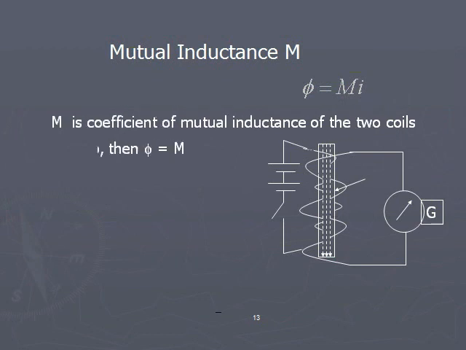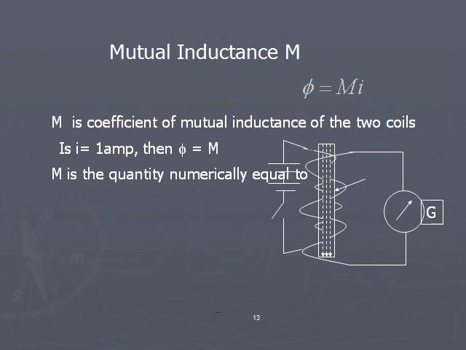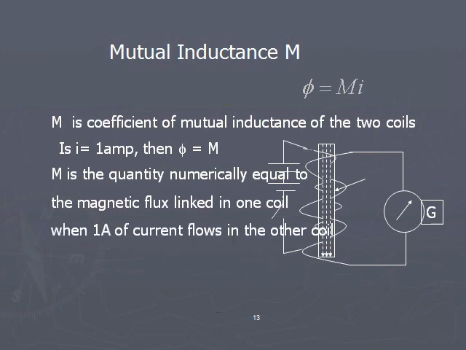So, phi is equal to Mi. We have derived this relation. The flux is proportional to the current, and phi is equal to Mi. Using this relation, we can define mutual inductance, the coefficient of mutual inductance. When i is equal to 1 ampere, then phi is equal to M. So we can define M, the coefficient of mutual inductance, as the quantity which is numerically equal to the magnetic flux linked with the secondary coil when 1 ampere of current is flowing through the primary coil. Like this we can define mutual inductance.